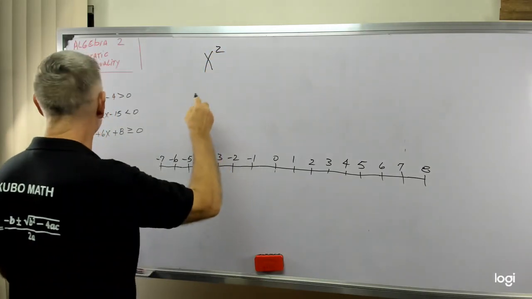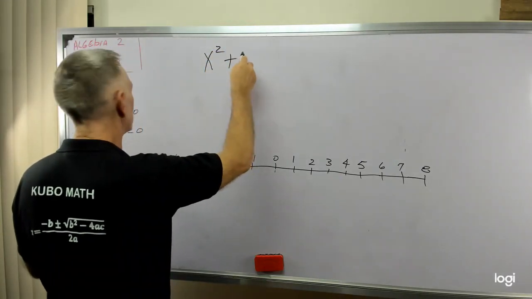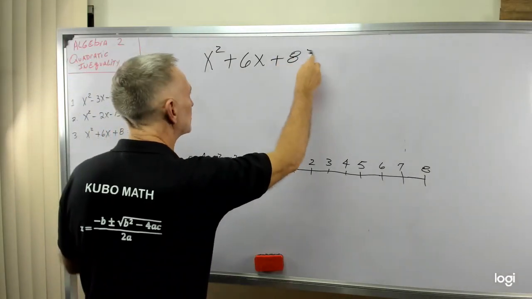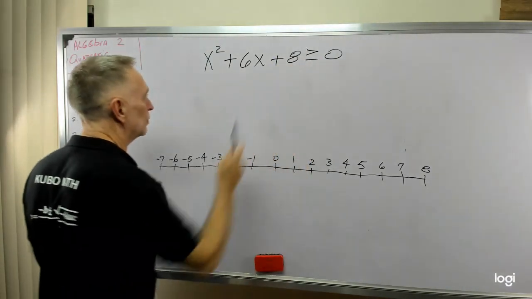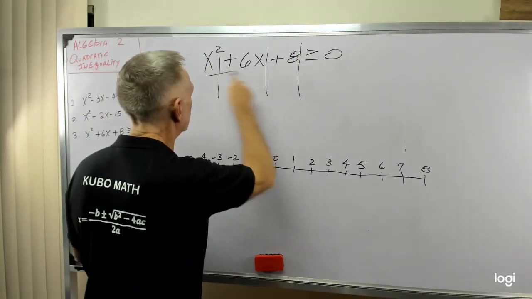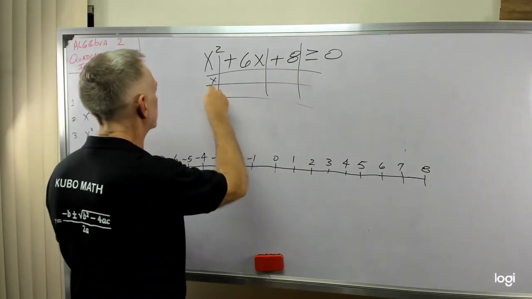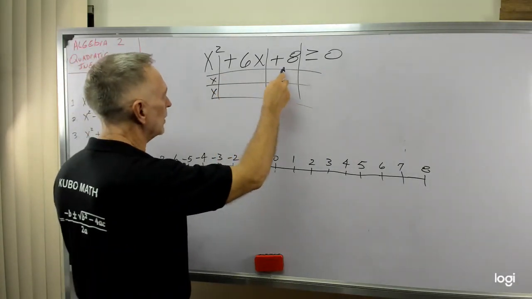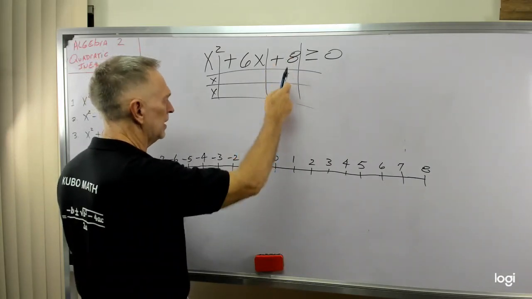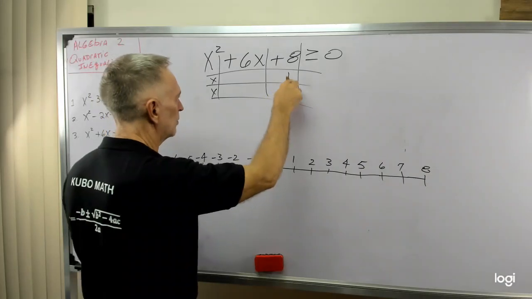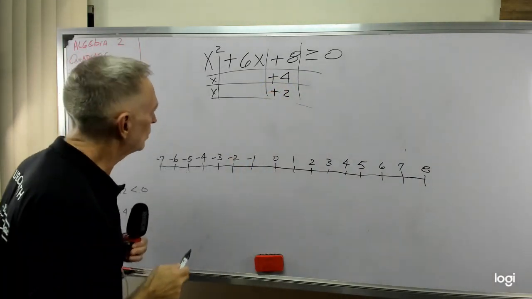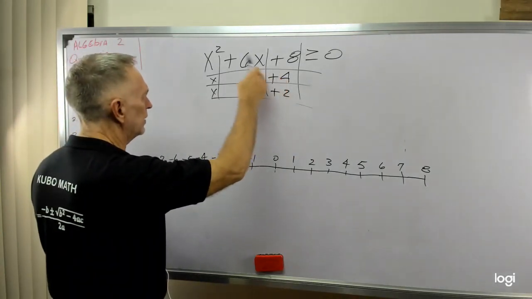Okay, x squared plus 6x plus 8 is greater than or equal to 0. Oh, greater than or equal. So what do we have here? X times x. Let's see, 8 times 1 would be 8, but 8 plus 1 is 9, so that won't work. 4 times 2, that's a positive 4, positive 2, added together give me 6.